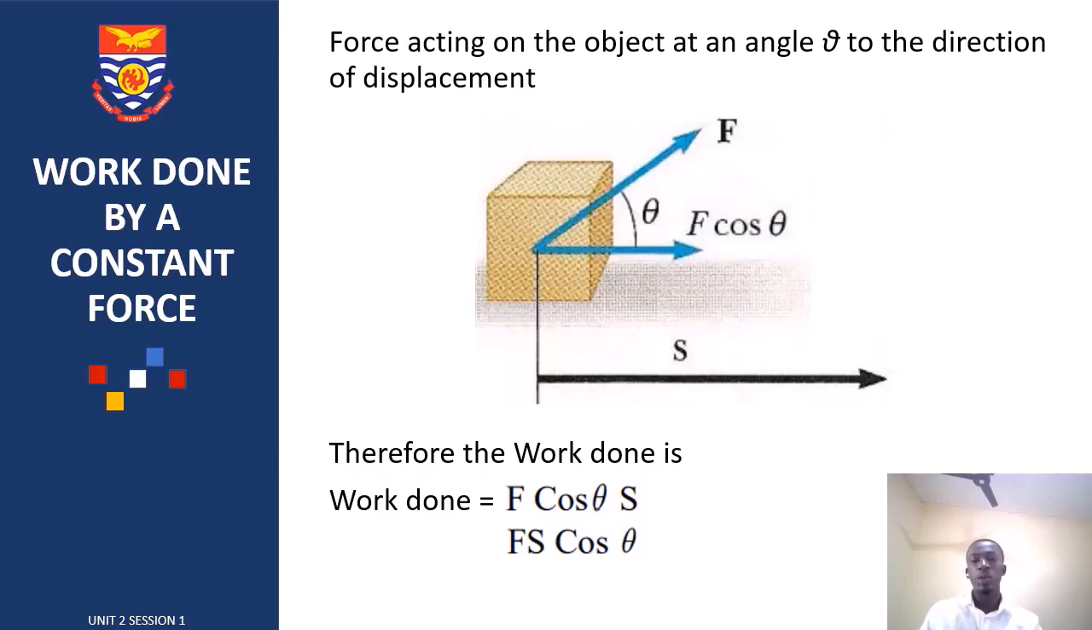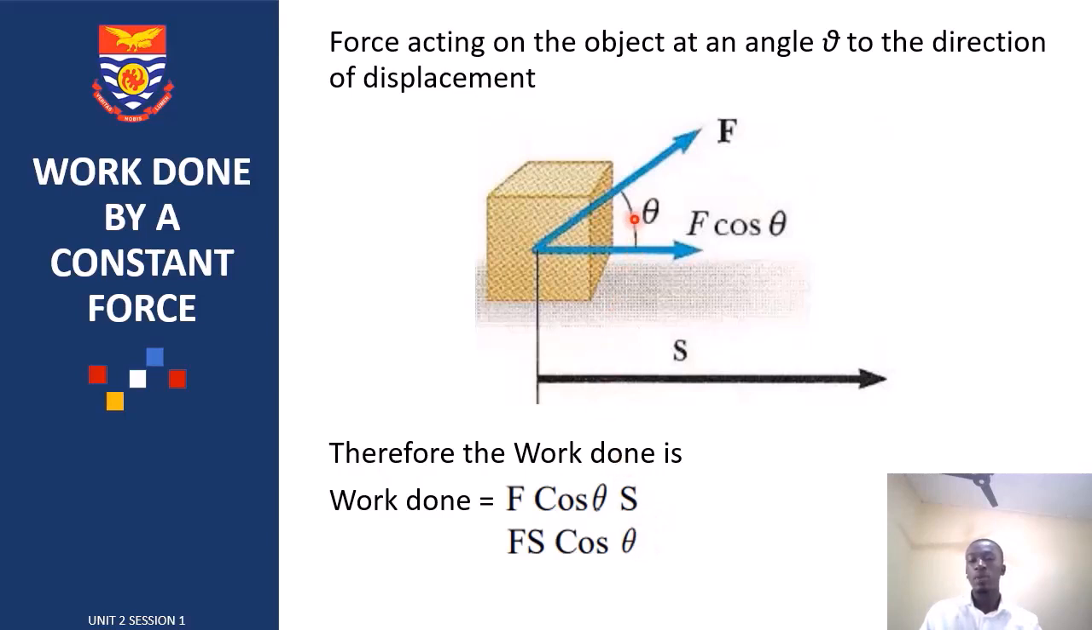Let's look at work done by a constant force. That's a force acting on an object at an angle theta to the direction of the displacement. Like what we have here, we have a box on the ground and a force acting on it in the direction of s. But this time around, the force can also act at a particular angle. So anytime we want to calculate the work done, we have to put the angle into consideration.